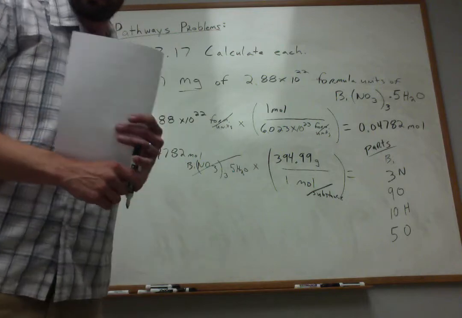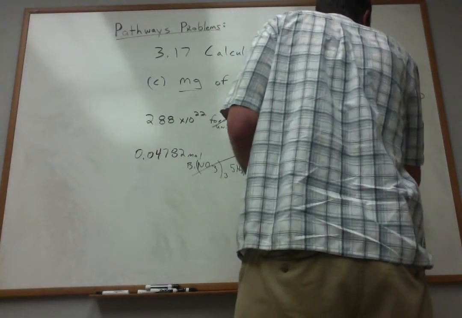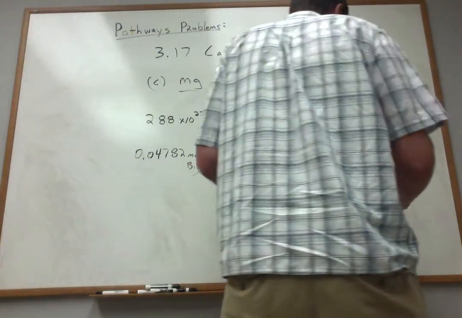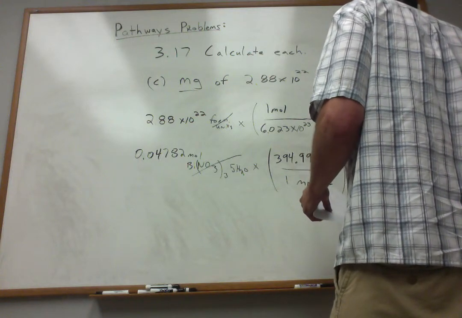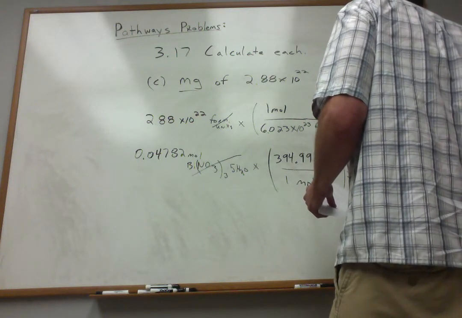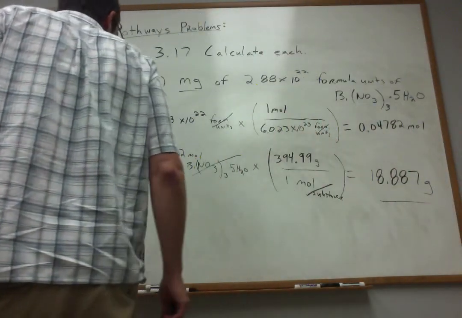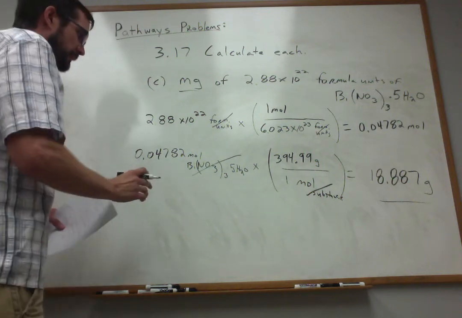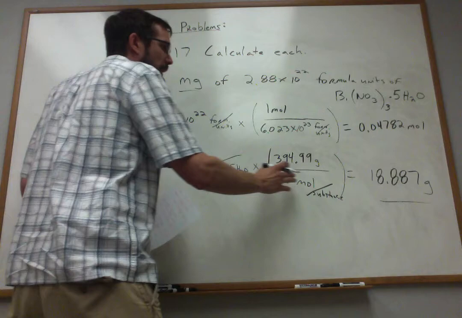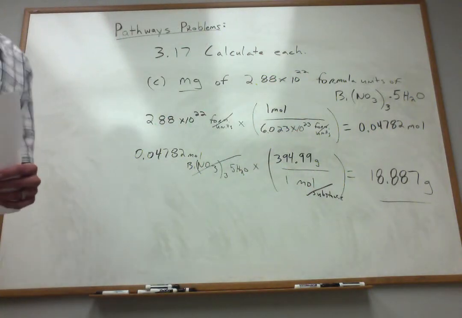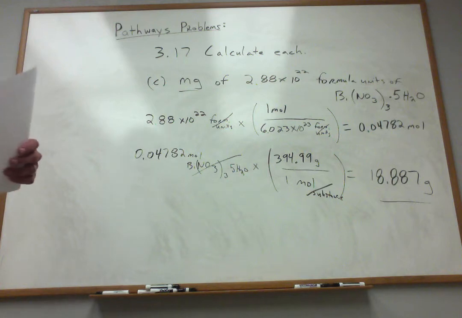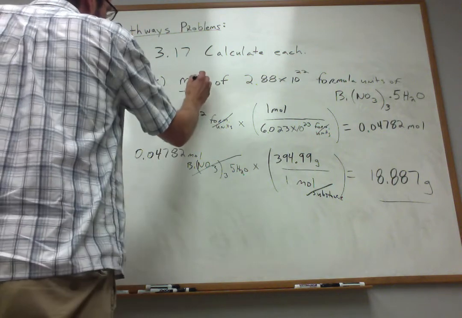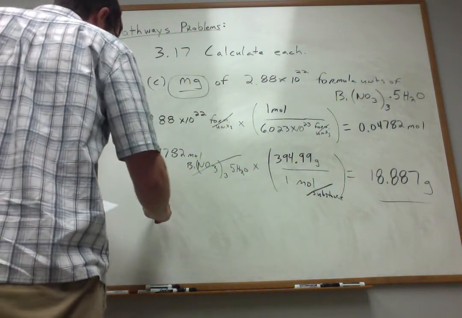And when I do the multiplication to figure out how many grams, I get 18.88. Okay, so that many grams corresponds to this many formula units, which also corresponds to this many moles. All 3 of those numbers are measuring the same exact physical quantity of this material that's present, just in different units. Okay? Now I'm not quite done with this problem because I wanted my answer in milligrams, not grams. So I have one more conversion.